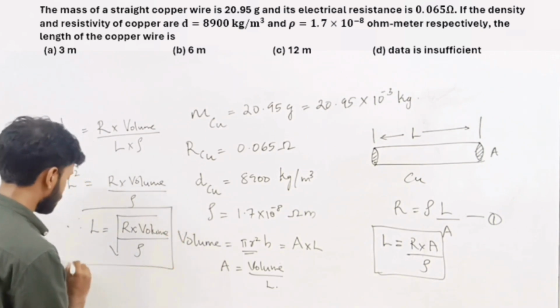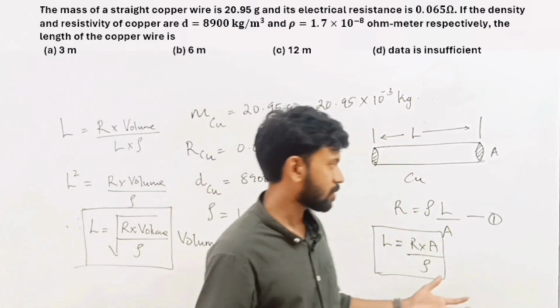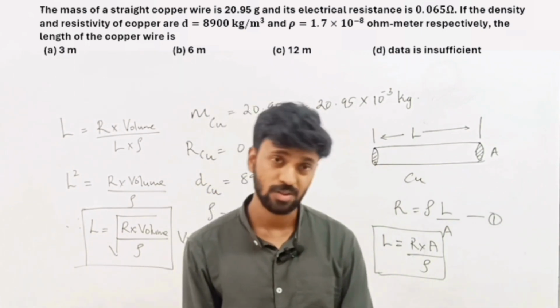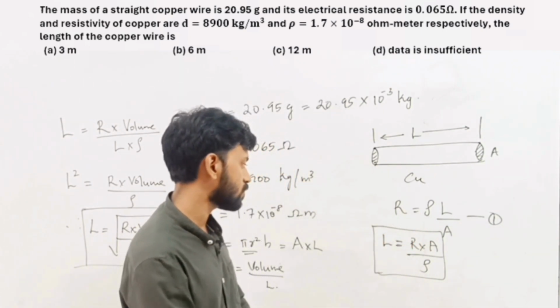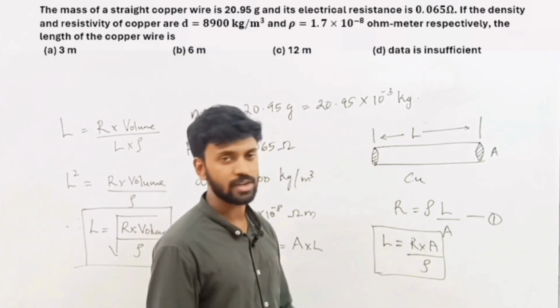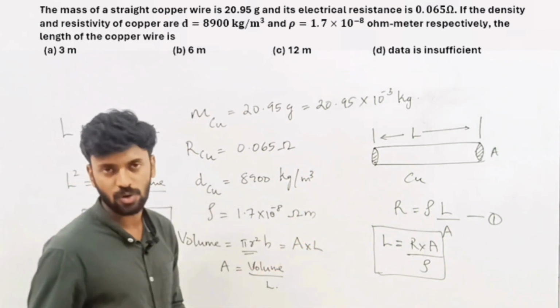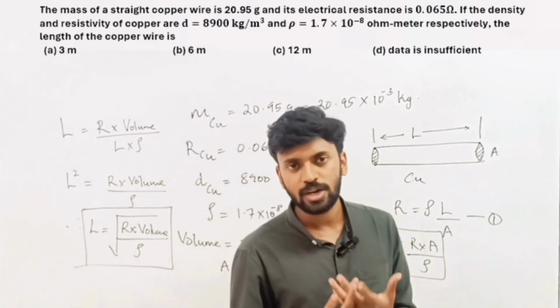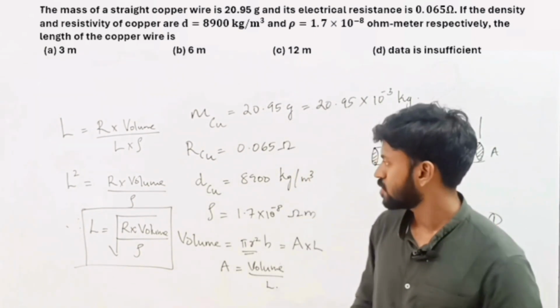There is a small change in the equation because from the direct equation we know that resistance is directly proportional to length and inversely proportional to area. So from this equation we have found out that length is nothing but the product of resistance and area divided by resistivity. Here area is not given, so we are denoting area in terms of the volume of the particular copper wire. Okay, so this is the equation.